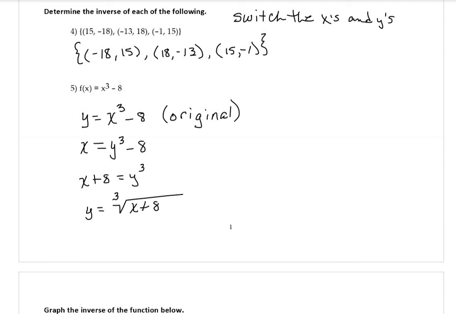And then I'm going to write my final answer in function notation. So the inverse function is the cube root of x plus 8.